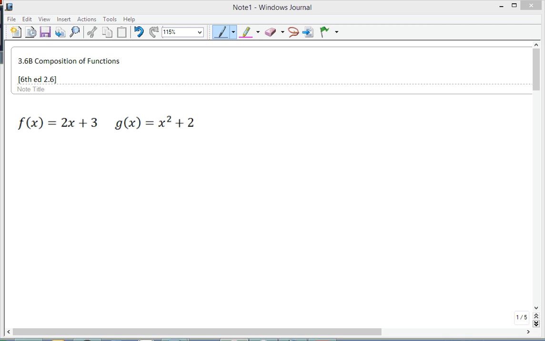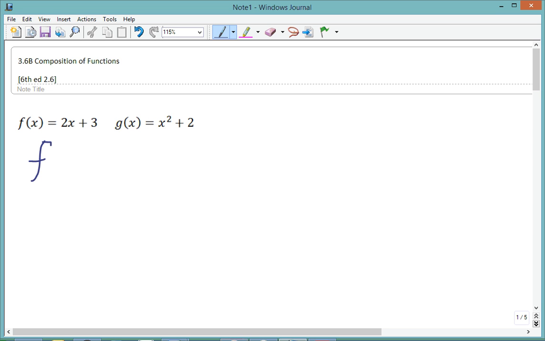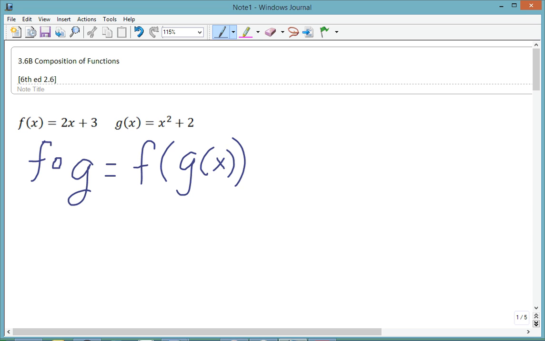The notation that we use for composition of functions is a small little circle. So we would write f composed with g, using this little circle. It's not an O, it's kind of midway up. What it means is f of g of x. So when you see the composition symbol, you just change it to f of g, then you know how to plug that in, right?